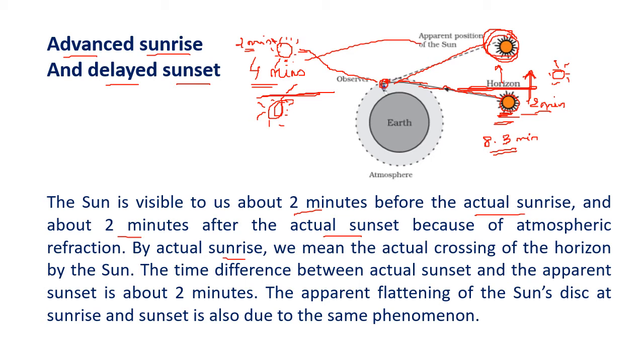Now the second thing here is the flattening of the sun's disk. Now what does the flattening of the sun's disk mean? Even though the sun is a larger body, it has two surfaces, a top surface and a bottom surface. Now you can see the bottom surface has to travel more distance and the top surface has to travel a lesser distance.